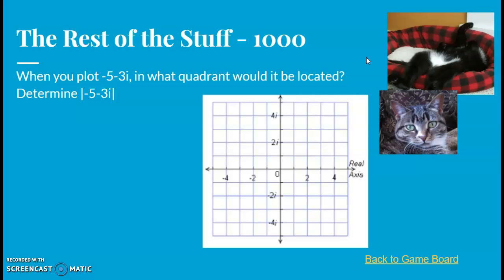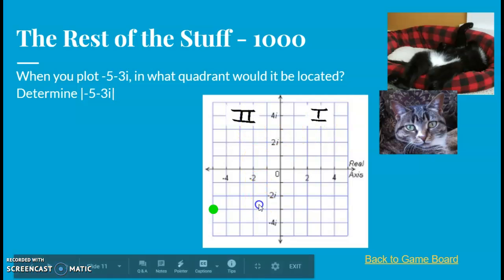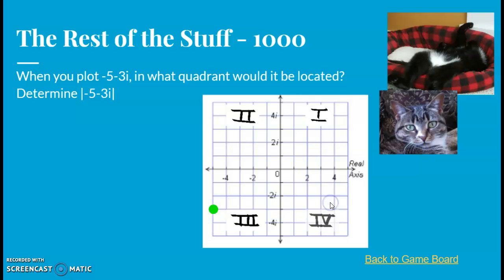So if we plot -5 minus 3i, I start at the origin, I go left 5, down 3. So just like before, left, right, up, down. Upper right is quadrant 1. Here's quadrant 2, quadrant 3, and quadrant 4. So our answer is lying in quadrant 3.